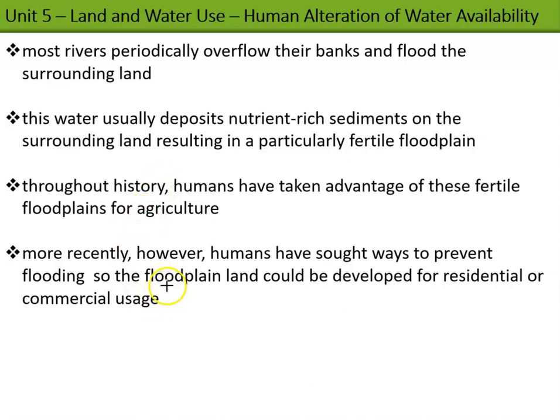Recently, however, humans have started to become annoyed with all the flooding that happens around a river all the time. So they have sought ways to prevent the flooding, so the floodplain land could be developed for residential and commercial use. As human populations grow and civilizations grow, people want more houses, they want more stores, they want more things, not just a bunch of farmland. And our farming methods have become much more efficient and centralized and industrialized.